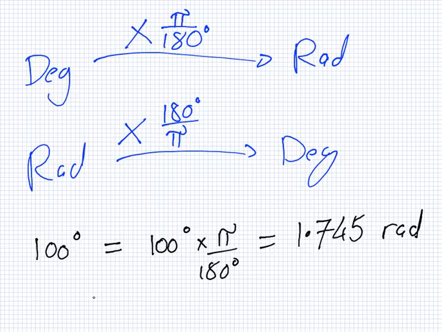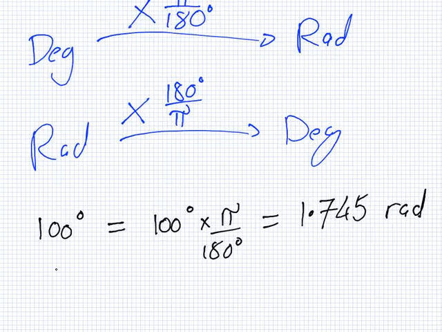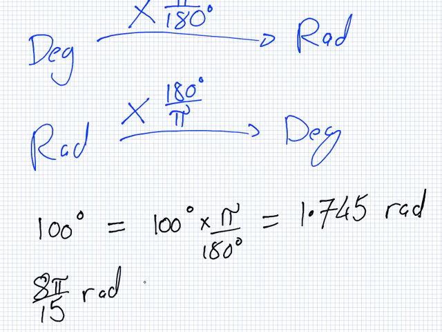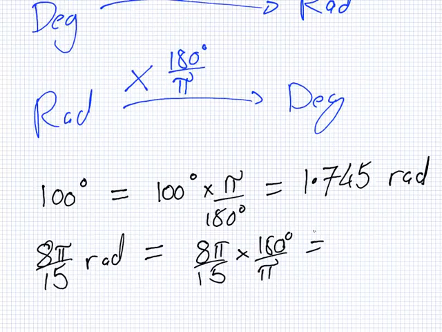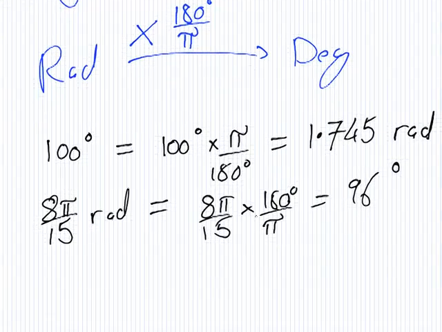Okay, let's try this one. I have 8 pi over 15 radians, and I want to convert that into degrees. So that's 8 pi over 15 multiply 180 over pi. What do I get there, please? Can someone type that in? 96. 96 degrees. Yeah.